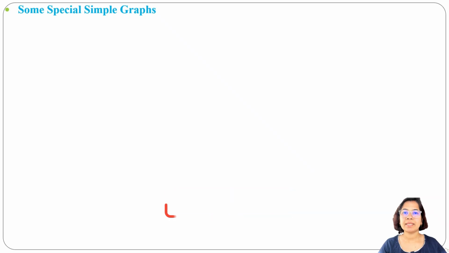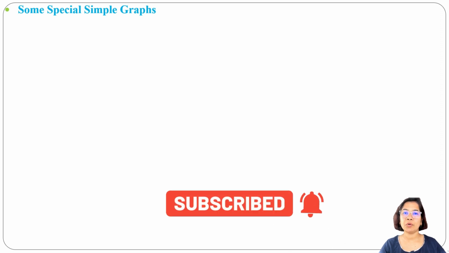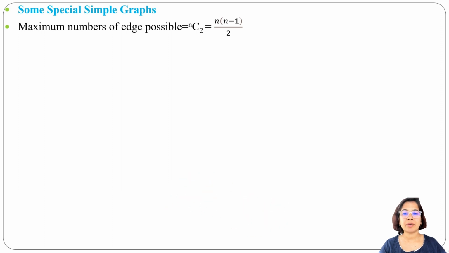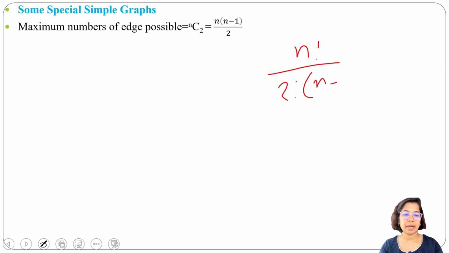Let's discuss some special simple graphs. A graph without multiple edges and loops is called a simple graph, and the maximum number of edges possible in a simple graph equals nC2. Combination of n and 2 is n factorial divided by 2 factorial into (n minus 2) factorial. After simplification we'll get n into (n minus 1) divided by 2.